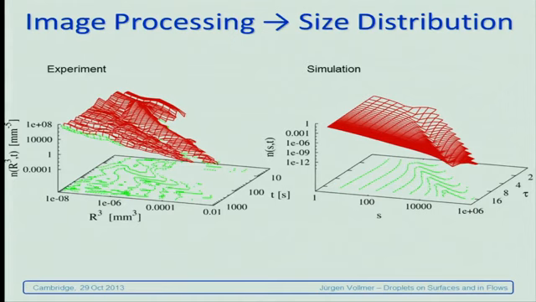So this is a size distribution. You see we start with something reasonably monodispersed, and then there is a bump of the original droplet size which is growing in time, and there is this tail of smaller droplets appearing in the back. The same in the simulations, except with much less noise.